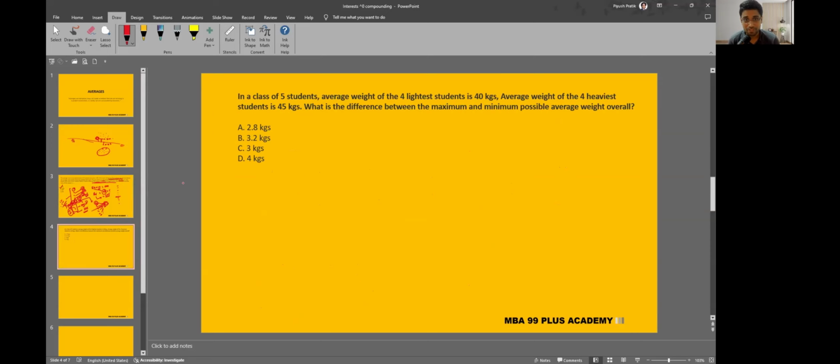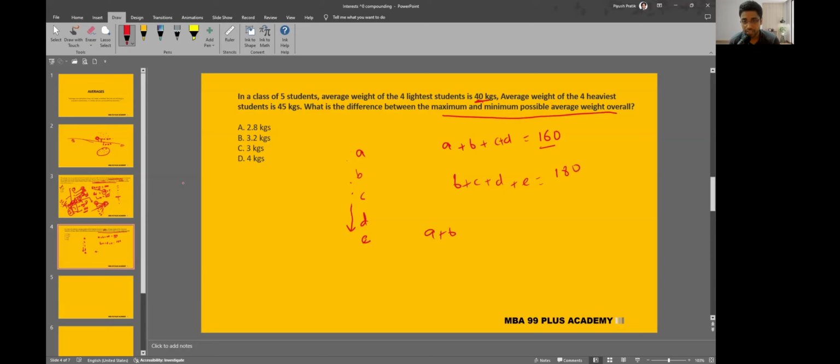In a class of 5 students, let's say A, B, C, D, E are the names of the students. The average weight of the 4 lightest students, so A plus B plus C plus D, is 40. So 40 multiplied by 4, which is 160. I'm considering it's in increasing order. And the average weight of the 4 heaviest students, that is B plus C plus D plus E, is 45. So 45 multiplied by 4, which is 180. Now, what is the difference between the maximum and minimum possible average weight?